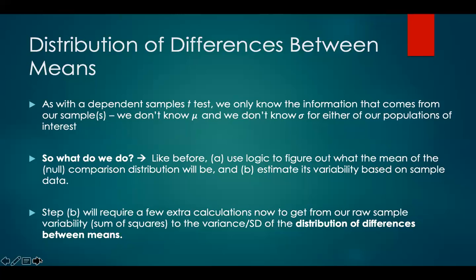So as with a dependent samples t-test, we only know the information that comes from our sample, or in this case, our two samples. We don't know mu, the population mean, and we don't know sigma, the population standard deviation, for either of our populations of interest. So what do we do? Like before, we use logic to figure out what the mean of the null comparison distribution will be, and we estimate its variability based on sample data. Now, step B will require a few additional calculations to get from our raw sample variability, sum of squares, to the variance and standard deviation of the distribution of differences between means.